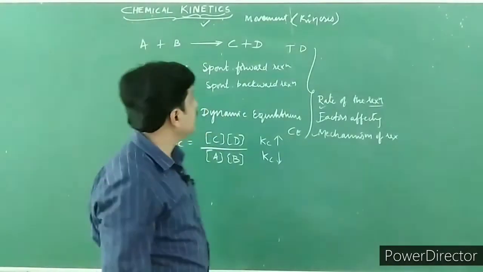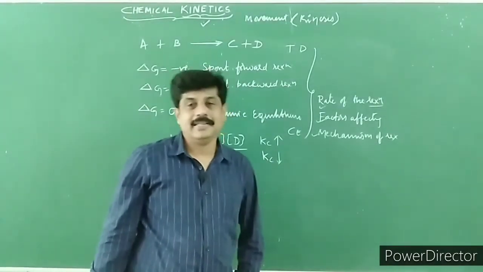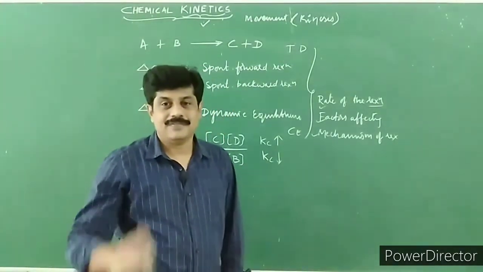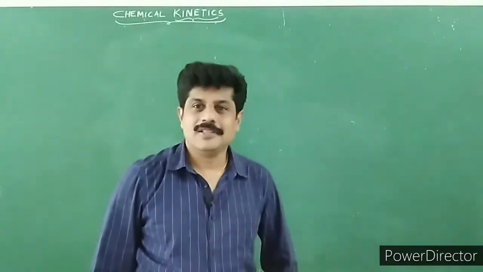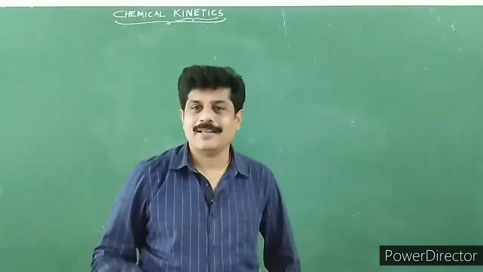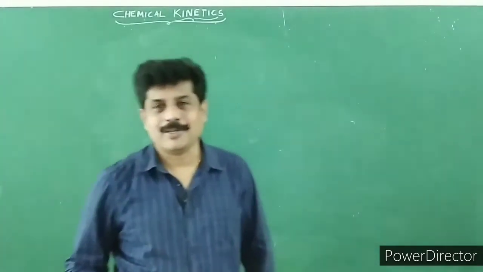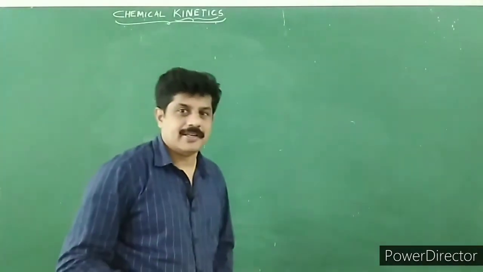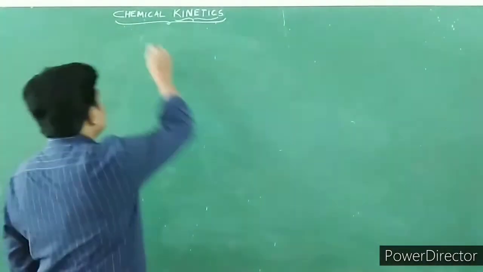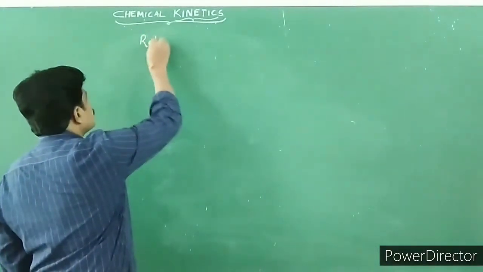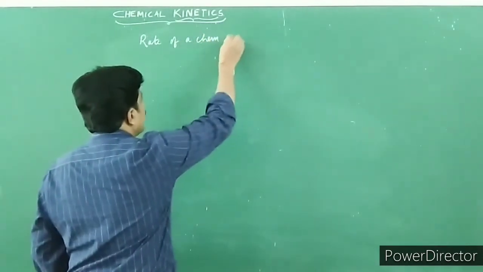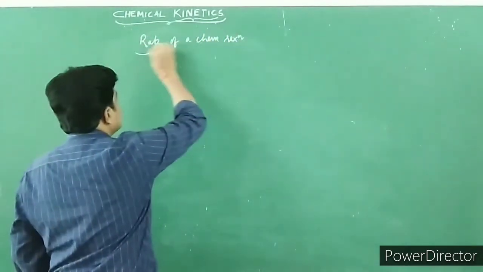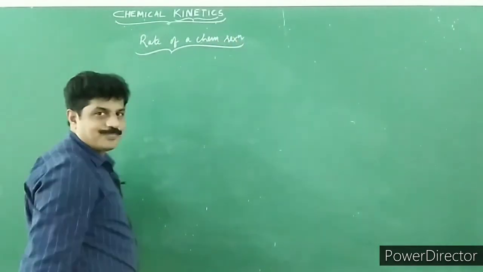Children, let us take up chemical kinetics in detail. Under that, the first one is the rate of chemical reaction. Children, the first topic under chemical kinetics is rate of a chemical reaction or speed of a chemical reaction. Let me write on the board. Rate of a chemical reaction. You can call it speed of a chemical reaction also.